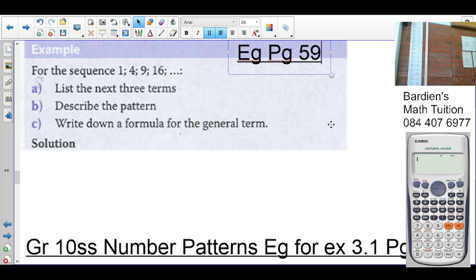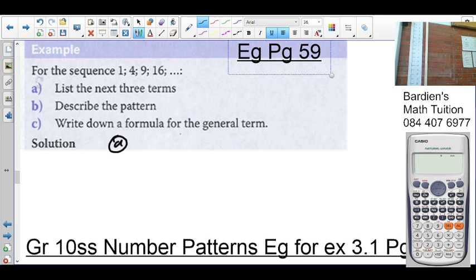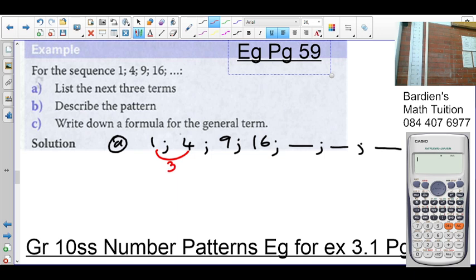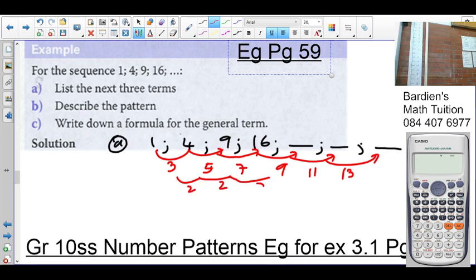So the sequence is 1, 4, 9, 16. Okay. So how do I move from one term to the next? 3. Then 5. Then 7. Then 9. Then 11. Then 13. So in other words, I'm not adding the same number all the time. This is what we call our first difference.